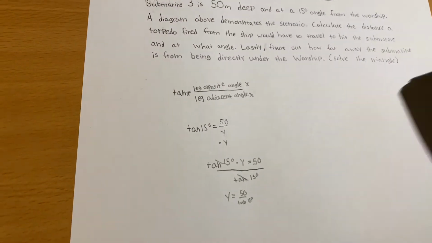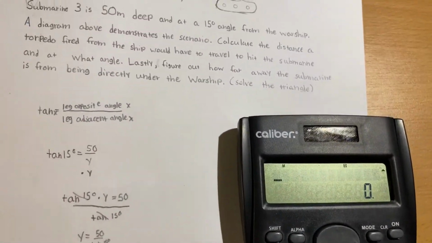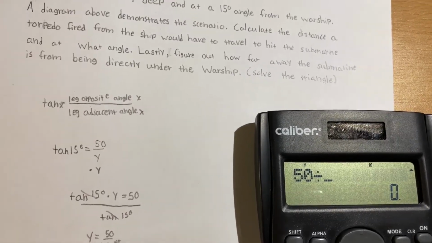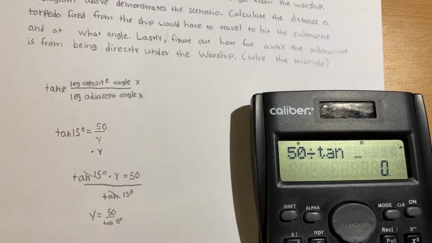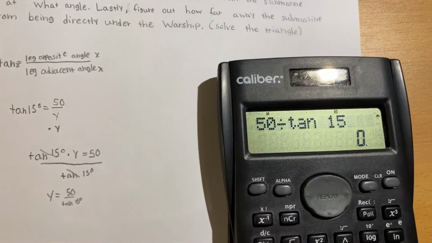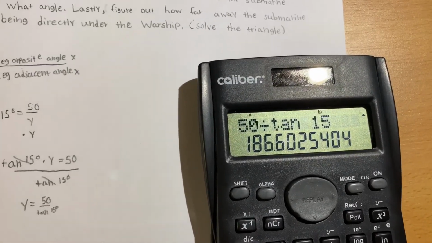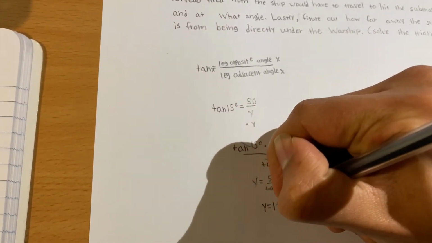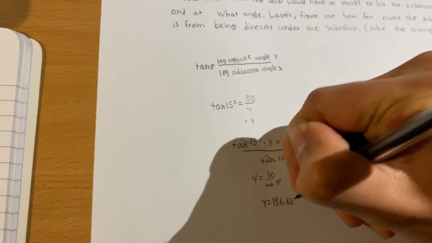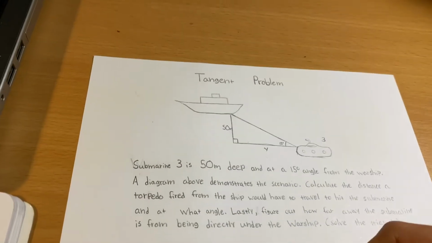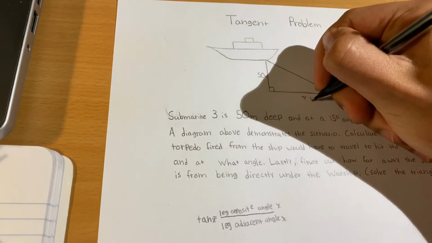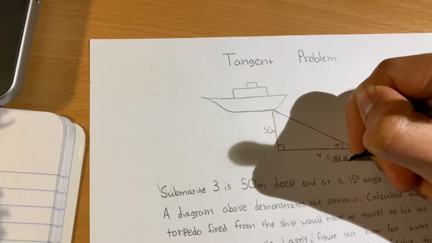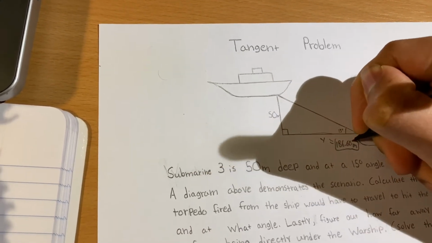Then I get my old trusty calculator and do 50 divided by tangent of 15, and it's already in degrees, so that comes out with 186.60. So y equals 186.60 meters. That's this side, so I've already solved for it. I'll box it because that's one of the answers.